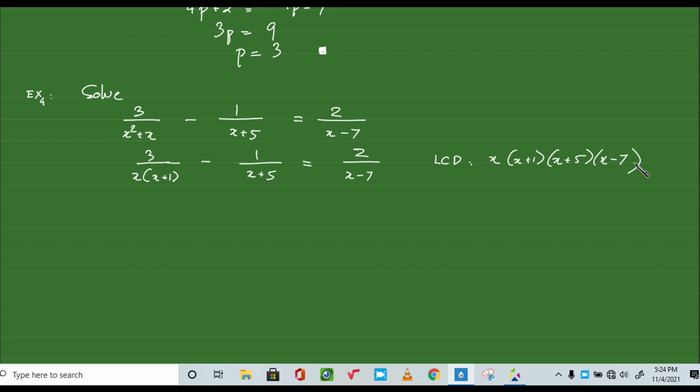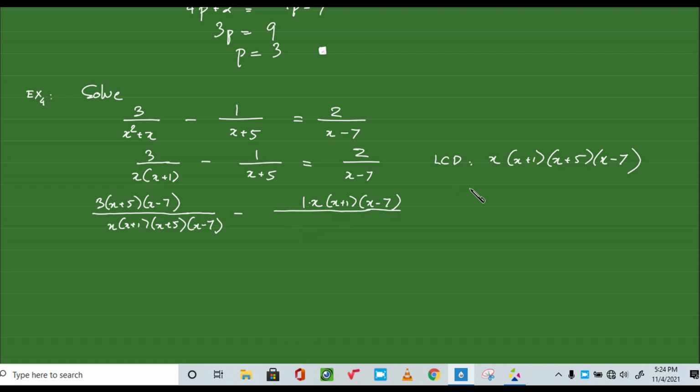Okay. So now let's compare it. You see that over here they're missing the x plus 5, x minus 7, right? So you multiply by x plus 5, x minus 7 on the top. And the bottom is x plus 1, x plus 5, x minus 7, minus 1 over. And over here they're missing a lot of things, right? They're missing x plus 1 and x minus 7.